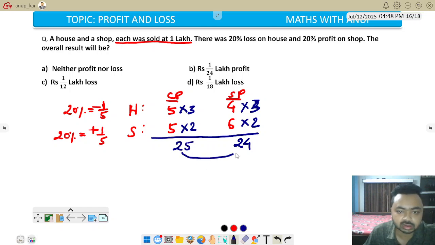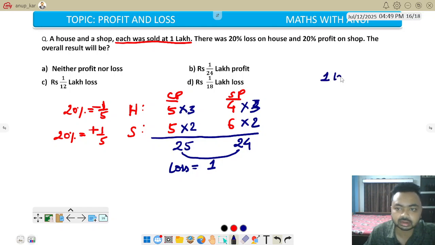So there is an overall loss of 1. Okay, but each was sold at 1 lakh, and this is the ratio. Each of the items was sold at 1 lakh. So we have to consider either of the SPs. We can't consider the summation.